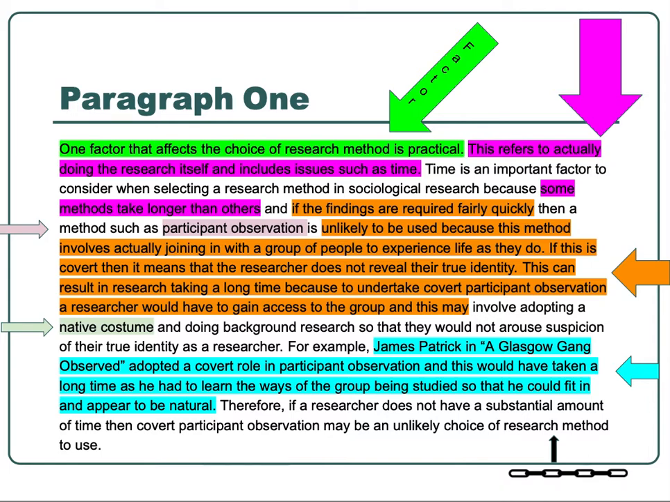They've used the example from Patrick's study, but as I said, if you took the word Patrick out and you just used the example, that's still really good in terms of the development of this. It's an example. Obviously, it's going to be better if you can remember that it's Patrick that did this, but it's not the end of the world if you can't.